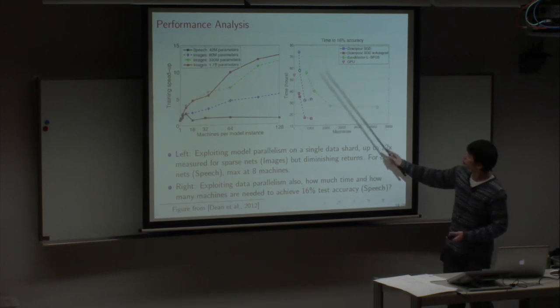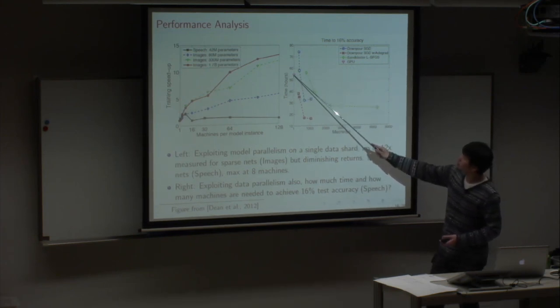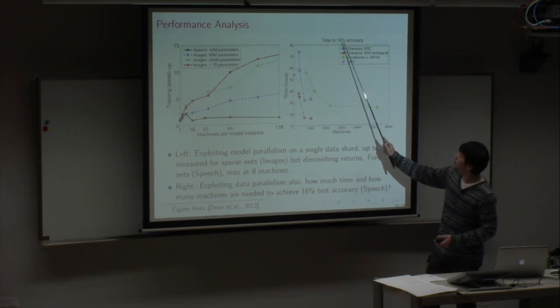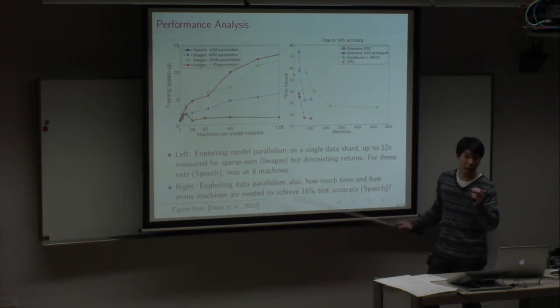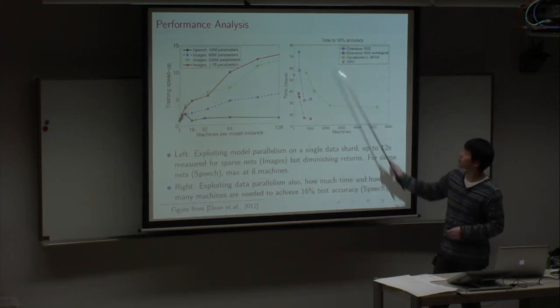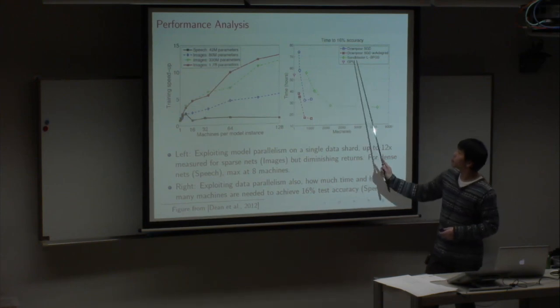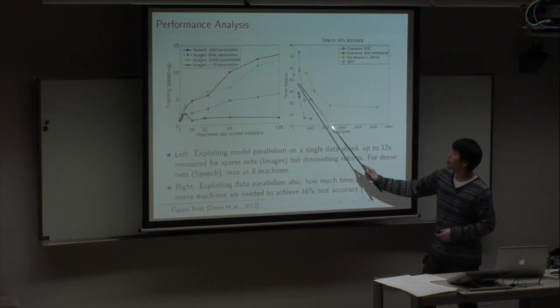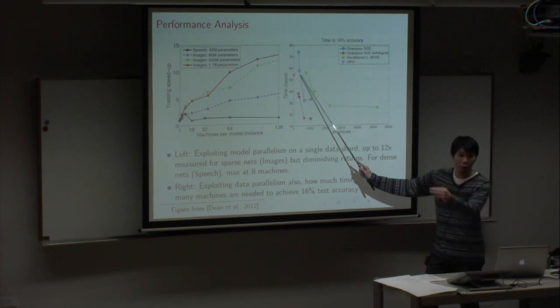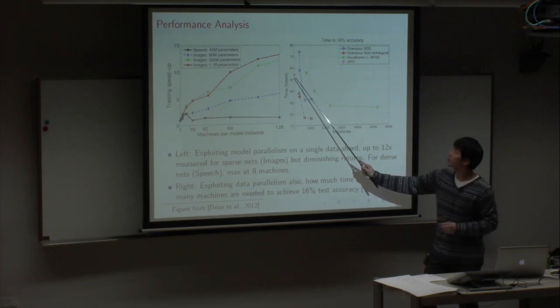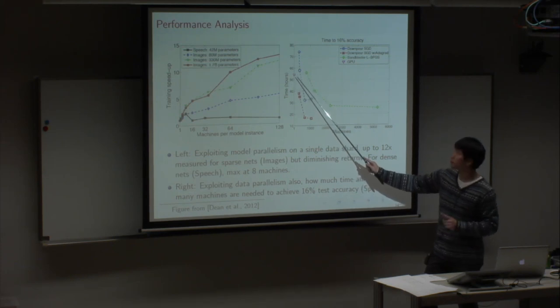So this point is using a GPU, and it's the time to 16% accuracy. This is sort of arbitrary, but they say, okay, if I use a GPU machine, so one machine, how long does it take to improve the system until it gets 16% accuracy? And it's about 50 hours on the GPU, single machine.